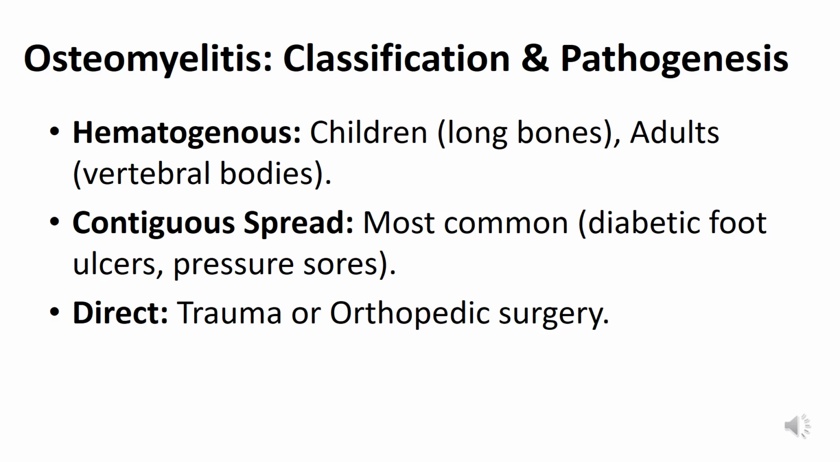Another important mechanism is contiguous spread, which is actually the most common route of osteomyelitis in many adult populations. In this situation, infection spreads directly from nearby soft tissues into the underlying bone. Diabetic foot ulcers are classic examples. Long-standing diabetes can impair circulation and reduce protective sensation, allowing small wounds to progress unnoticed. As infection extends deeper, the underlying bone may become involved.